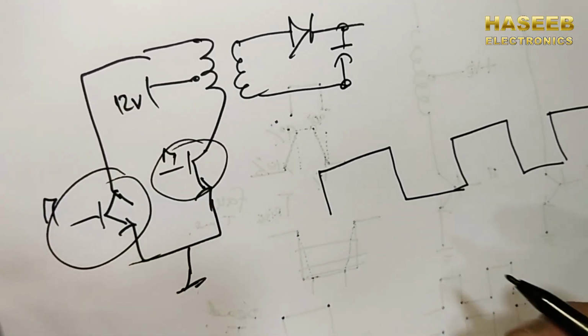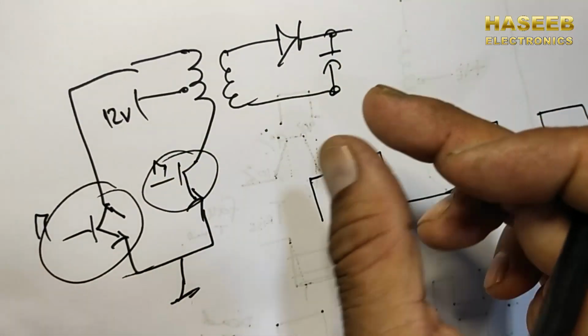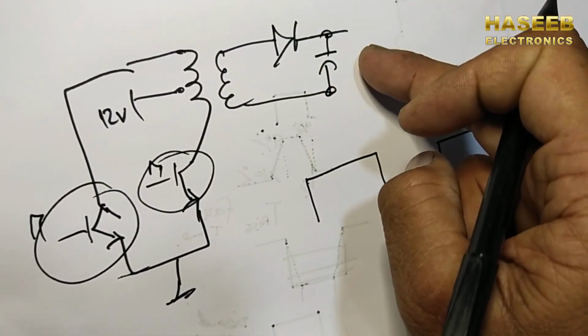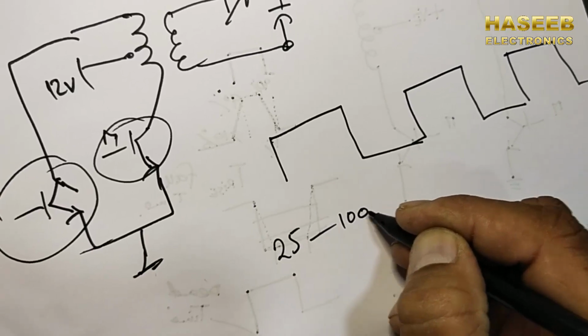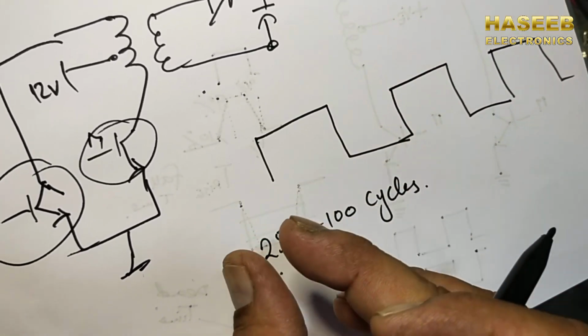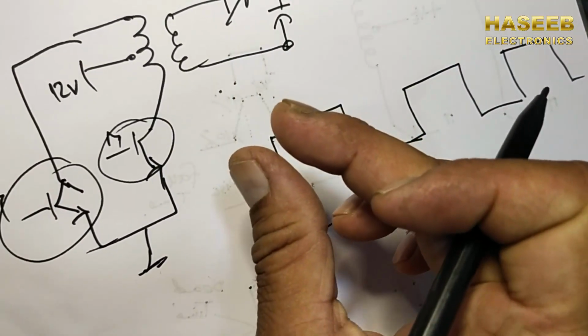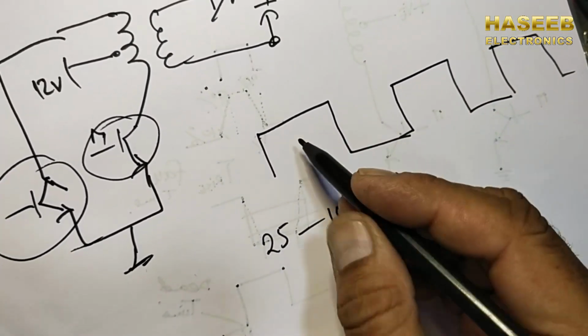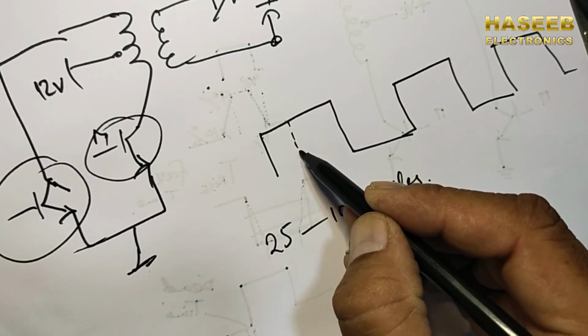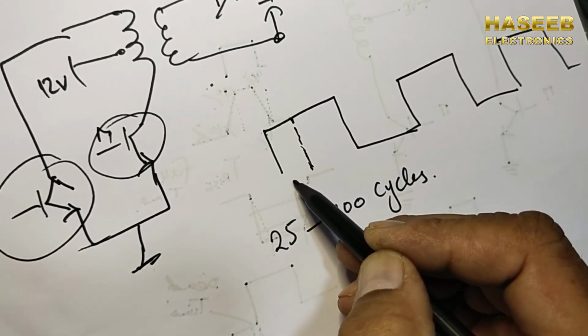other circuits. To protect from this damage, to protect from this surge, the initial 25 to 100 cycles are used to switch this circuit linearly, slowly. It has to increase its duty cycle. Instead of switching at full rate, it will switch in this period.